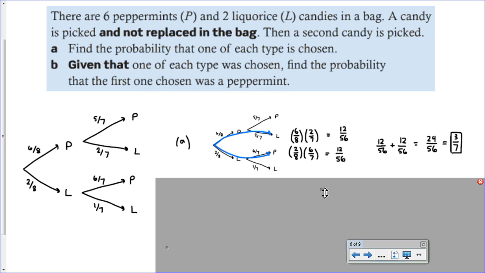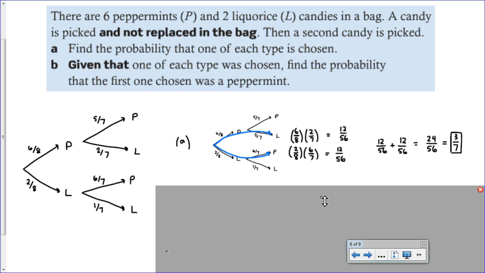Part B is a conditional probability question. Given that one of each type was chosen, find the probability that the first one was a peppermint. So now this is restricting the paths that we're selecting from. Normally this question would have 4 possible paths, PP, PL, LP, or LL. But when it says given that one of each type was chosen, that means we're only considering the 2 paths PL or LP. And it's saying, out of those 2, what's the probability that the first one chosen was a peppermint?